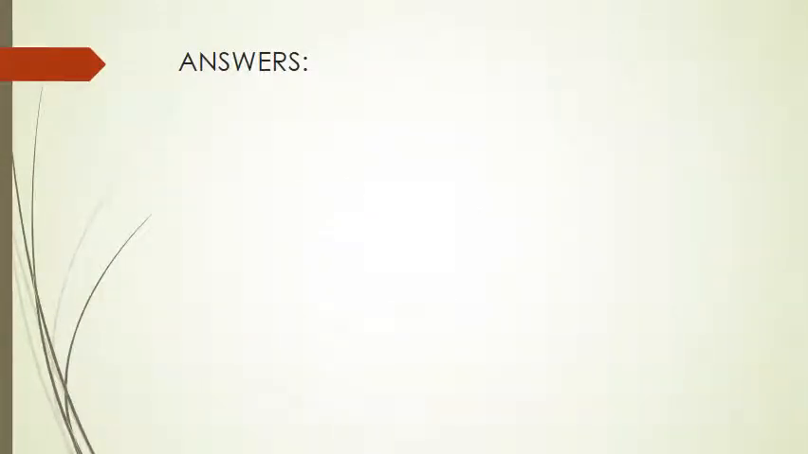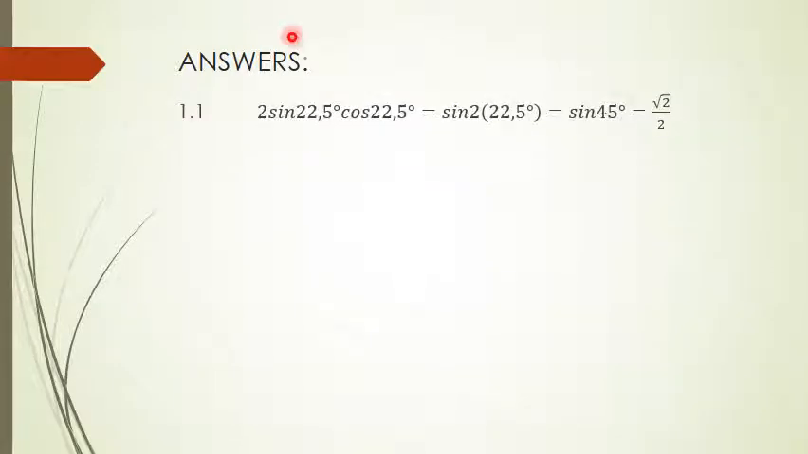Here are the suggested answers for the practice questions. 1.1 is 2 sine 22,5 degrees cos 22,5 degrees. We observe that this was our right hand side of the double angle formula for sine. So this is equal to sine 2 times 22,5 degrees. Multiplying here we get sine 45 degrees. This is a special angle, and the ratio sine 45 degrees is square root of 2 over 2.